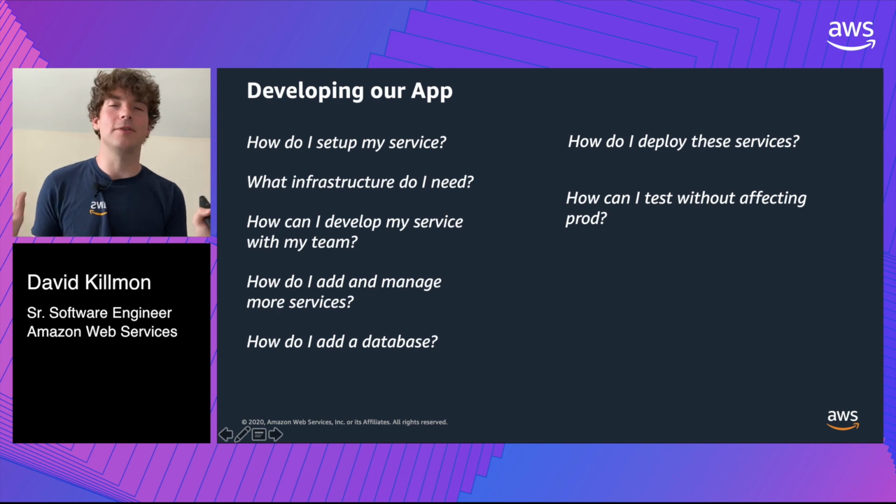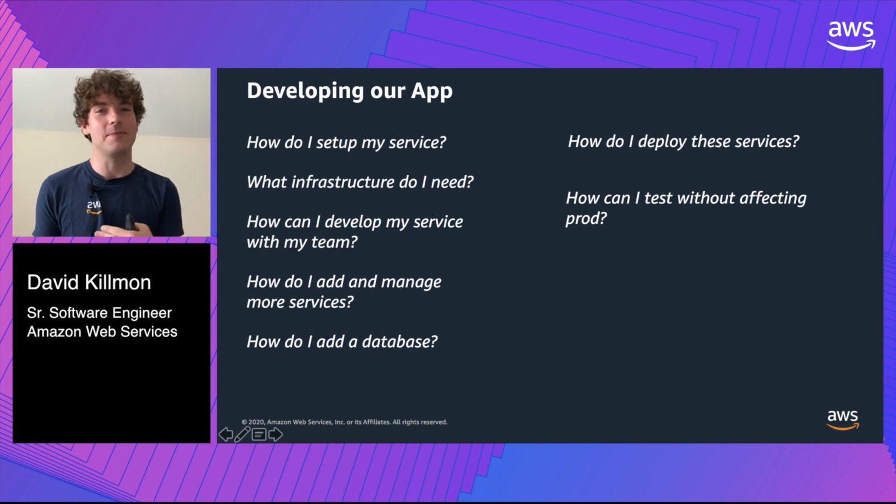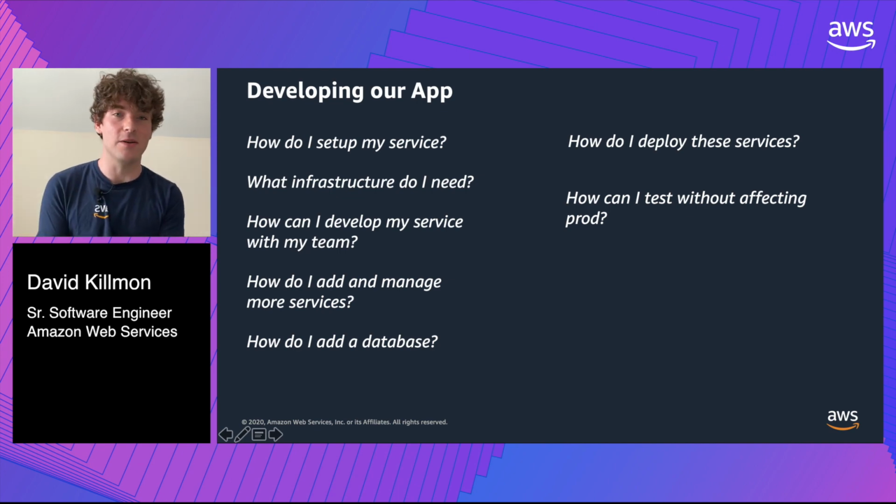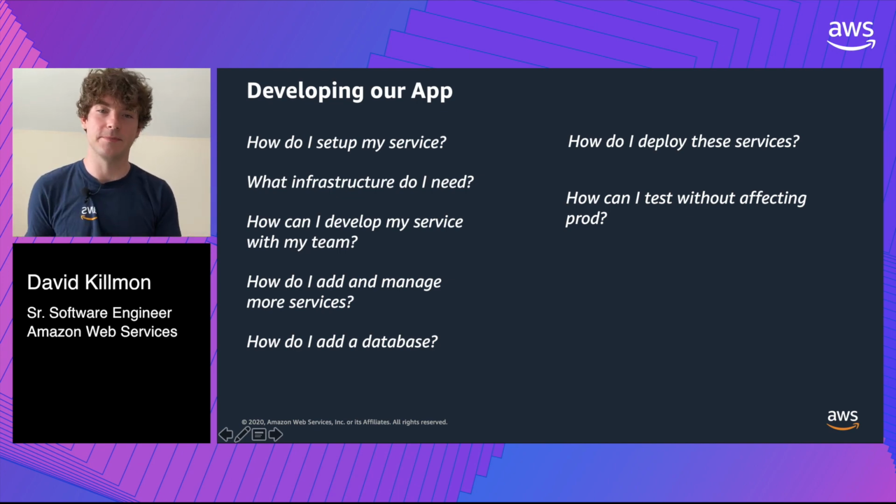How can I test without affecting my production customers? I am absolutely guilty of SSHing into prod and fiddling with values to see if things will work. But that isn't a super scalable solution, and we don't always want to use our customers as our guinea pigs. So how do we make it so that we can test our actual service in AWS in a test environment that's isolated from our production customers?